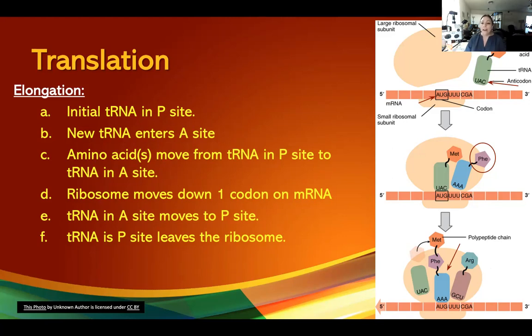Okay. Now the empty transfer RNA will leave the ribosome. That's this guy right here. It's going to leave the ribosome. Okay, so now the transfer RNA that was in the A site is now in the P site, and the A site's open. That is where another tRNA will come down, and the amino acid sequence or the polypeptide will grow larger, larger, larger. That is the process of elongation.